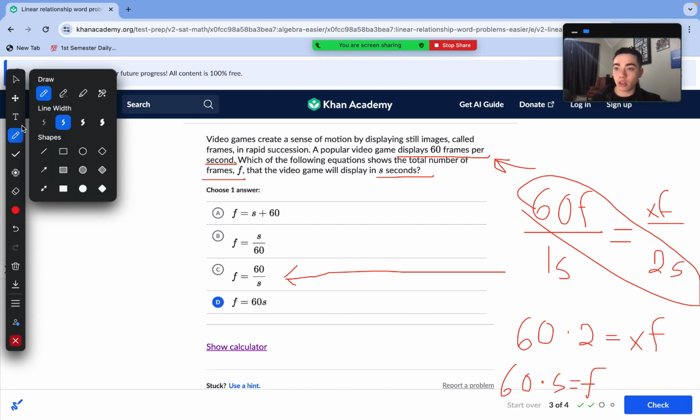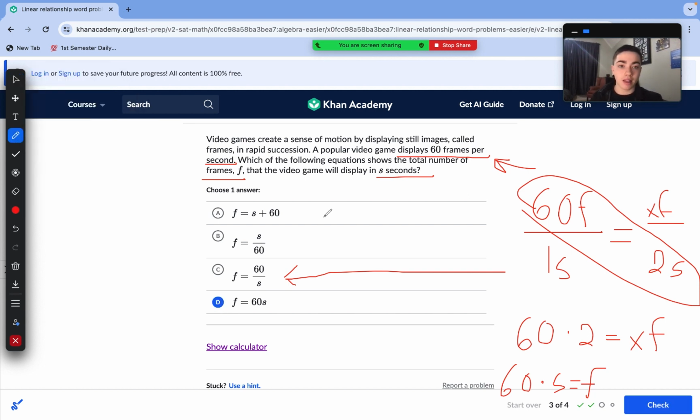Another way that we could solve this is by using common sense. The more seconds, the more frames are going to be displayed at 60 frames per second. So in 2 seconds, it's going to be 120 frames. That's obviously increasing value. Answer choice B, if we were to substitute values in, we would get the total number of frames would be 1/60th in 1 second. That doesn't make any sense at all.